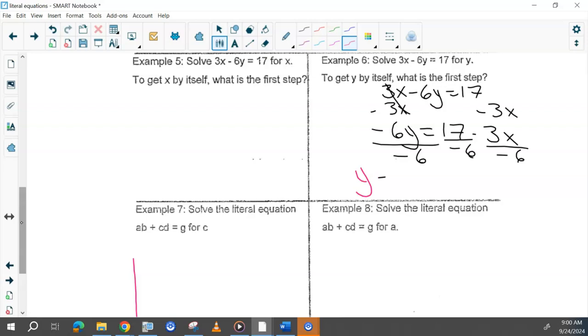So we have y equals negative 17 over 6 plus, because the negatives will cancel out, 3 over 6 would simplify to be what? 1/2 x. Or you can put that as x over 2. Either would be fine. And that would be your final answer.